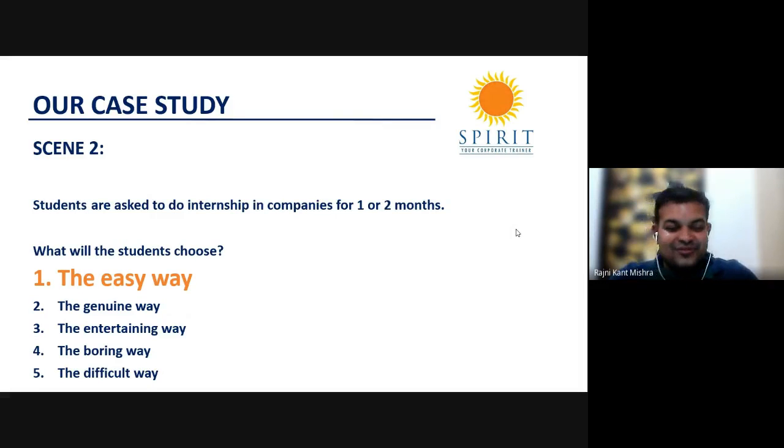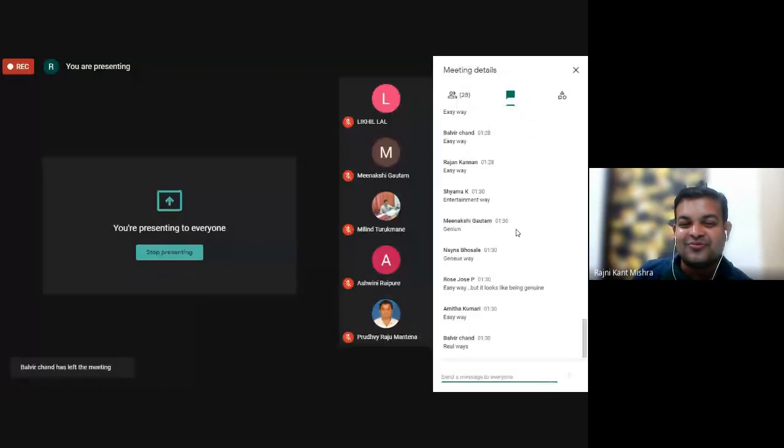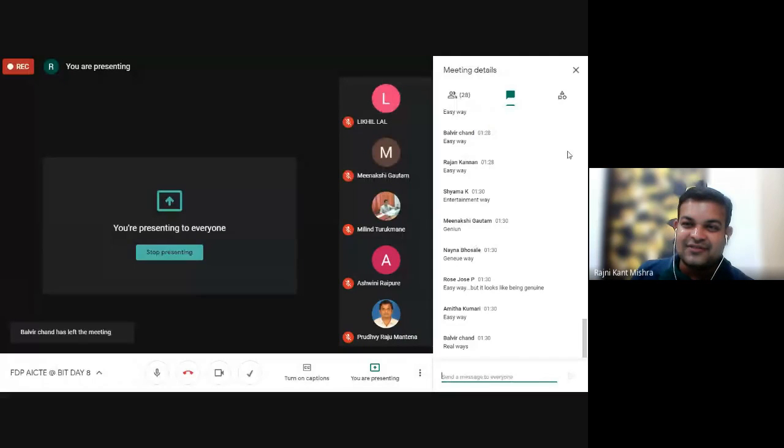Now, my question to you is, why does this happen? In the first case of projects, they did not use the genuine way. They went directly for the easy way. In the second case, for internship, initially they wanted it to be genuine, but easily genuine, right? And then finally, they end up choosing the easy way. Why this shift between projects and internship? Why do you think there is this little bit of shift? If anybody can answer that, unmute and answer that, that will be great. Especially Rose Jose ma'am, you have answered it prior to this. That was a very keen observation, I must say.